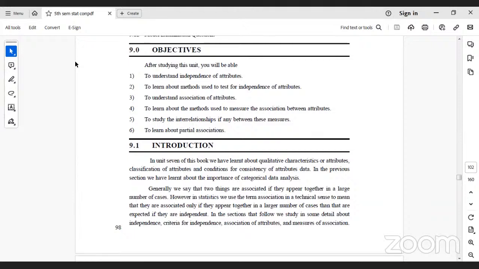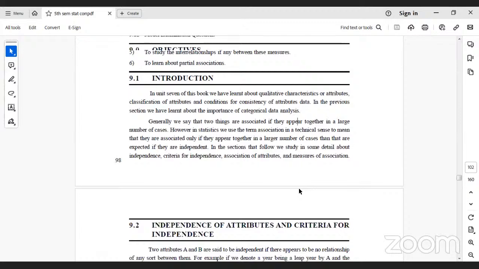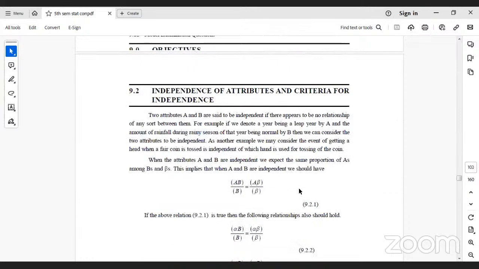The role is very important here. Generally we say that things are associated if they appear together in a large number of cases. However, in statistics we use the term association in a technical sense, meaning that they are associated only if they appear together in a larger number of cases than expected if they are independent. In the sections that follow we discuss the criteria of independence, association of attributes and measures of association.